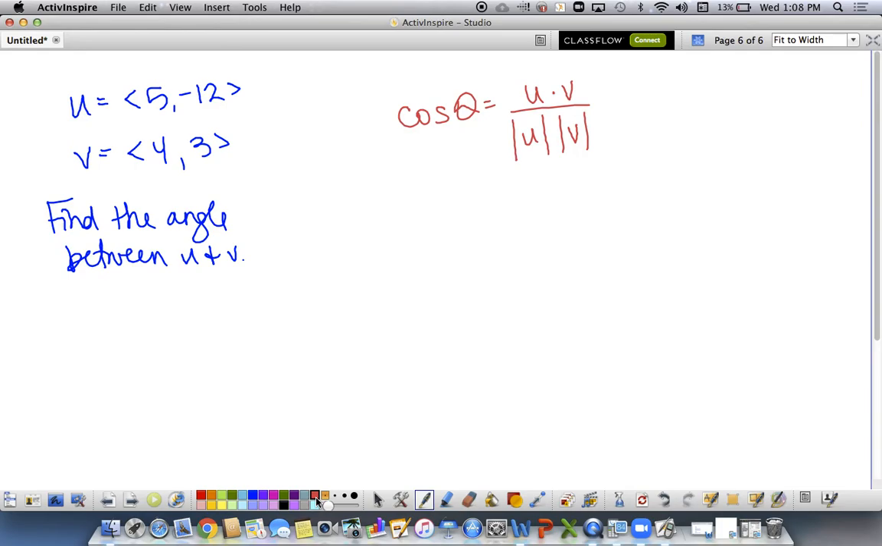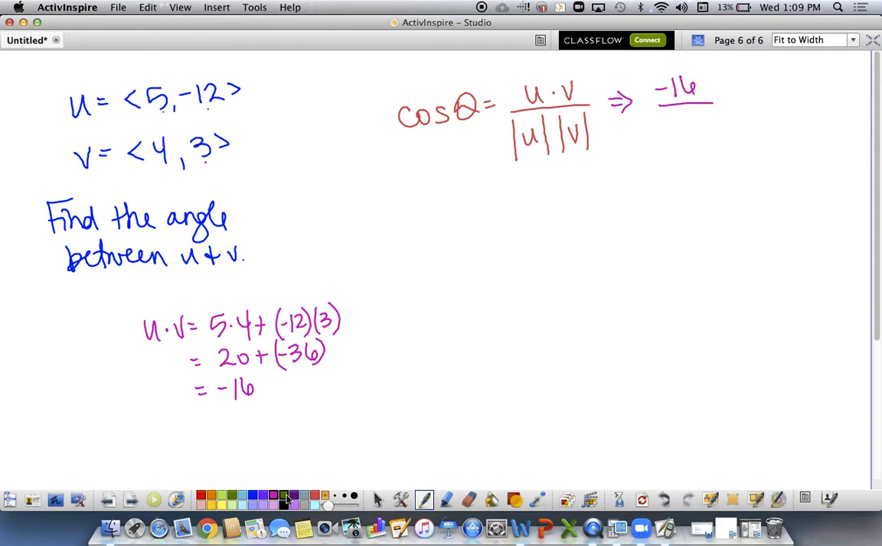Okay, that's my formula. And then whatever you have to do to find u dot v, here we go. I'm going to go down here. U dot v is simply 5 times 4 plus negative 12 times 3. So I have 20 plus negative 36. I believe that is negative 16. So on the top of my equation for my formula, I've got a negative 16.